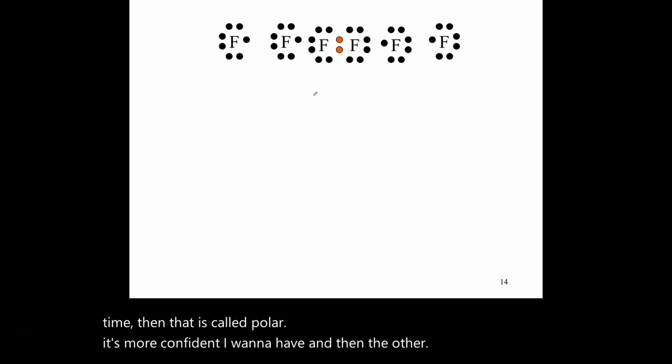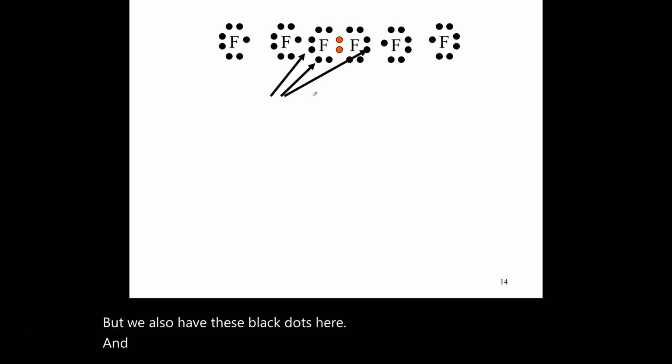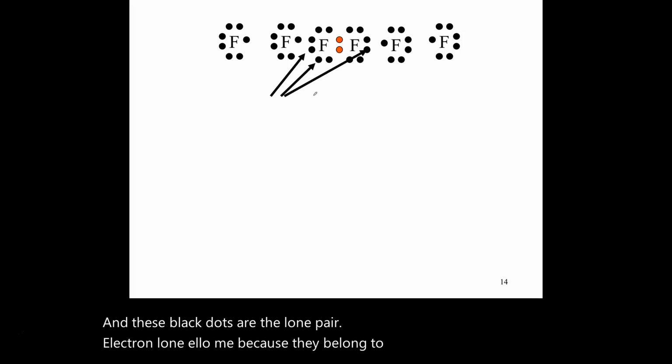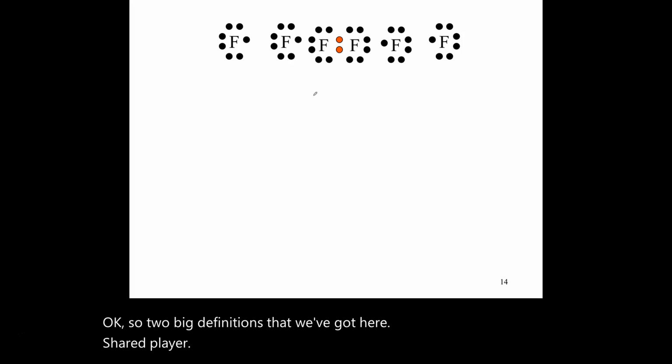But we also have these black dots here. And these black dots are the lone pair electrons. Lone, L-O-N-E, because they belong to fluorine alone. Okay, so two big definitions that we've got here: shared pair and lone pair.